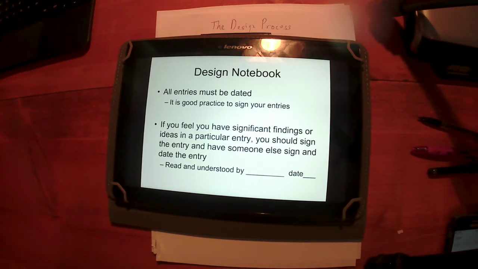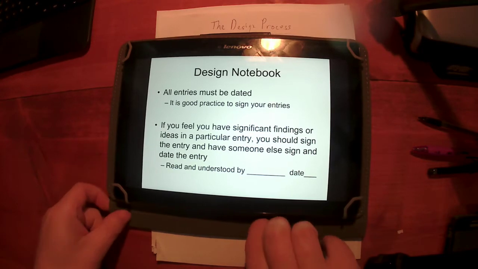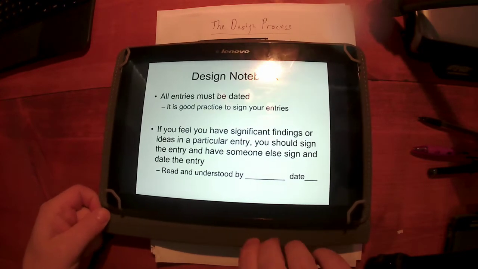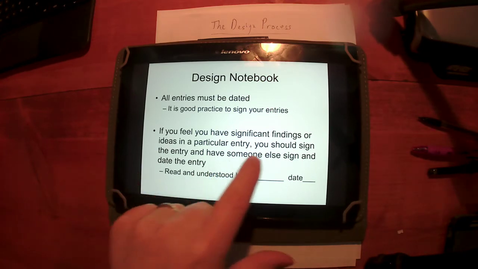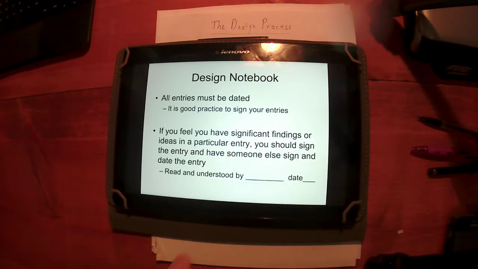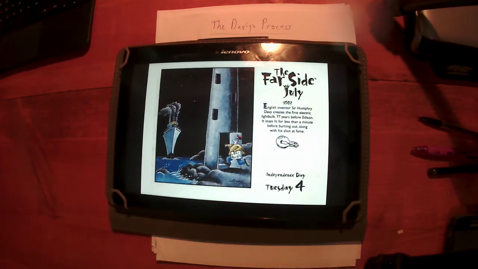So we talked about protecting your ideas. Again, the whole goal of a design notebook is to try to document your progress as you go through a project. Okay, and your PPRs you're going to send me are just kind of a summary of those.